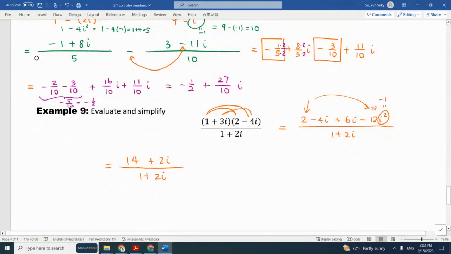All right. Questions? Can we cancel the 2i? Yes? No. It's addition. We cannot cancel. If you could cancel the 2i, oh my gosh, it would be just 14. This is a complex number. It's not equal to 14. All right. So now we need to get rid of the denominator.